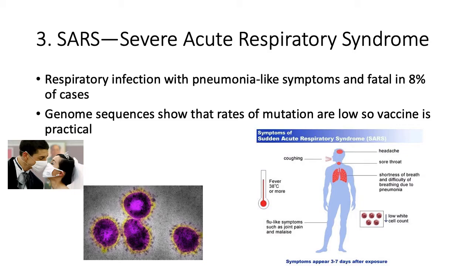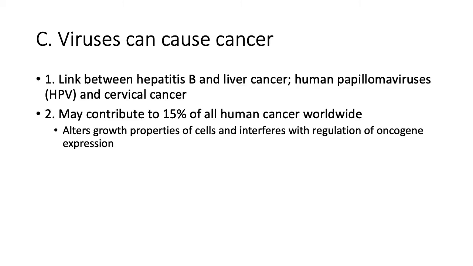Okay, the final slide on viral diseases. Viruses can cause cancer. We see a link between hepatitis B and liver cancer. We see a link between HPV, the human papilloma viruses, and cervical cancer. And so they're estimating that maybe viruses contribute to at least 15% of all human cancer worldwide. And the reason for that is when viruses infect cells, they can alter the growth properties of those cells. They can interfere with the regulation of oncogenes and how they're expressed. And when you mess around with the oncogenes, then they become proto-oncogenes and don't work right, and tumors can form.